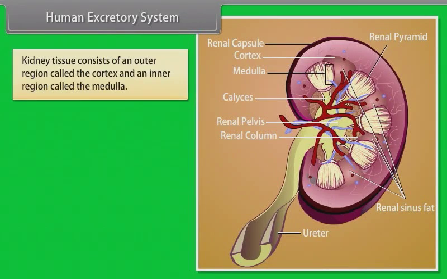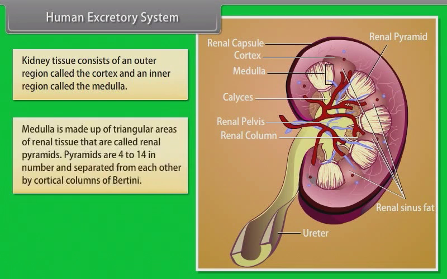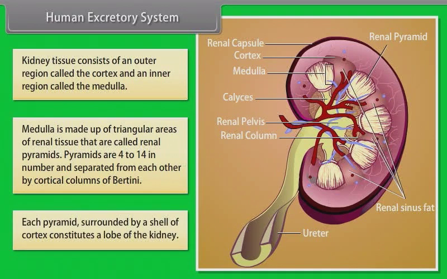Kidney tissue consists of an outer region called the cortex and an inner region called the medulla. Medulla is made up of triangular areas of renal tissue that are called renal pyramids. Pyramids are 4 to 14 in number and separated from each other by cortical columns of Bertin. Each pyramid surrounded by a shell of cortex constitutes a lobe of the kidney.